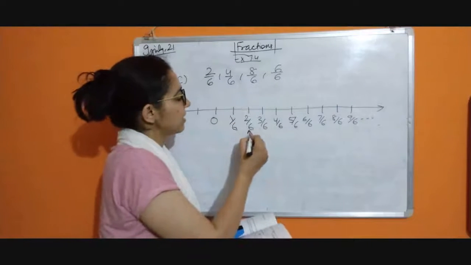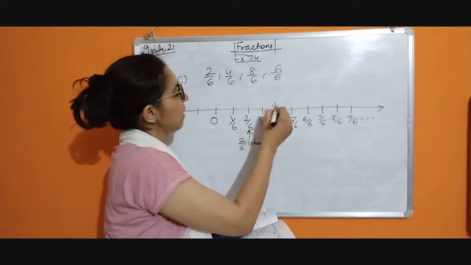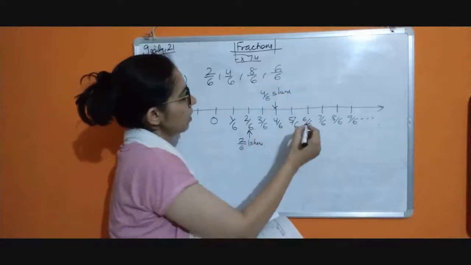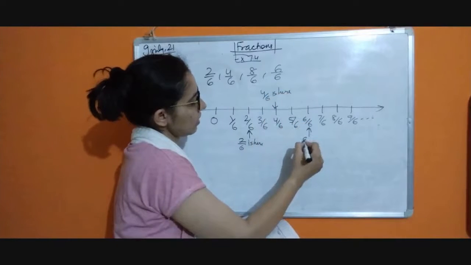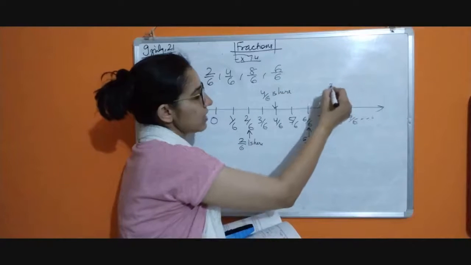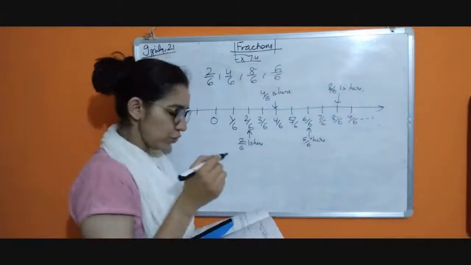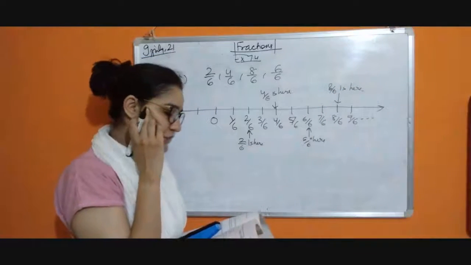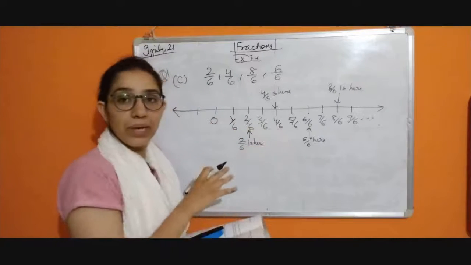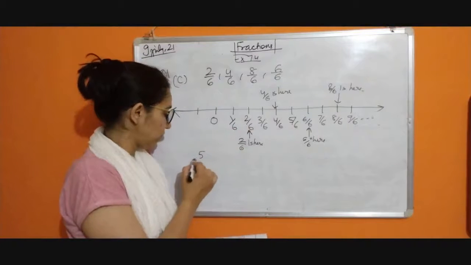Now we want to show these numbers on number line. So your 2 by 6 is here, your 4 by 6 is here, your 6 by 6 is here, and your 8 by 6 is here. Okay. Now what do we need to do? Put appropriate signs between the fractions given. Now we have to use this number line to put appropriate signs between these fractions.